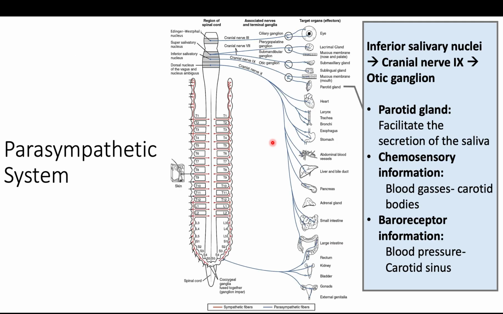Earlier I did mention, the inferior salivary nucleus comes from cranial nerve number 9. Okay, it will go to the otic ganglion. What it will do, it will facilitate the salivary secretion, and carry chemosensory information, and also baroreceptor information to control the blood pressure at the carotid sinus. Okay, here it goes to the heart, it will reduce the blood pressure, in opposition to the sympathetic activity.